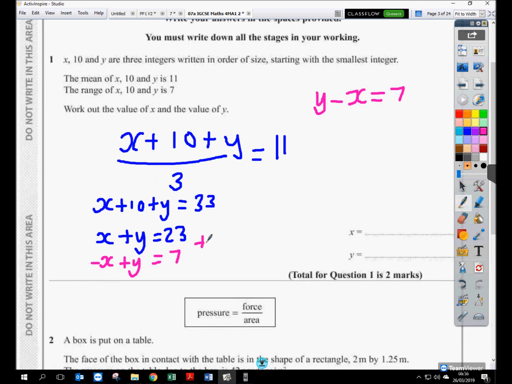If we add these two equations together, then the x's will cancel. So minus x add x, bye bye. Y add y is 2y. So 2y is equal to 23 add 7, which is 30. And that means y is equal to 15. So now we know y is 15. We also know x add y is 23. So x add 15 is equal to 23, and that means x must be equal to 8.